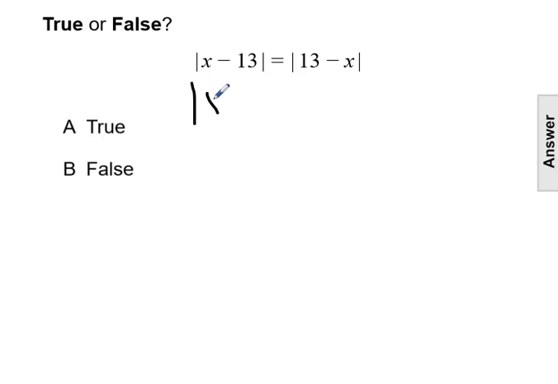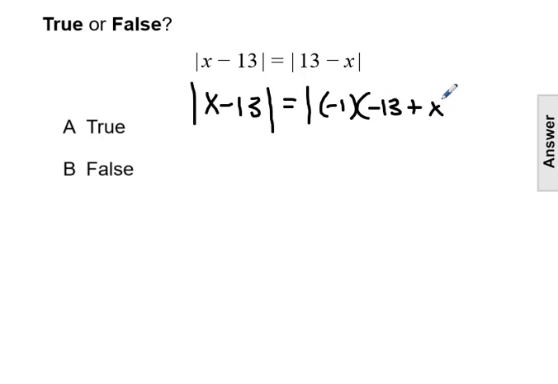Let's keep the left side the same, x minus 13, and let's try to rewrite 13 minus x to look like x minus 13 using properties of absolute value. The first thing we can do is factor out a negative 1. So we'll have negative 1 times negative 13 plus x inside the absolute value.